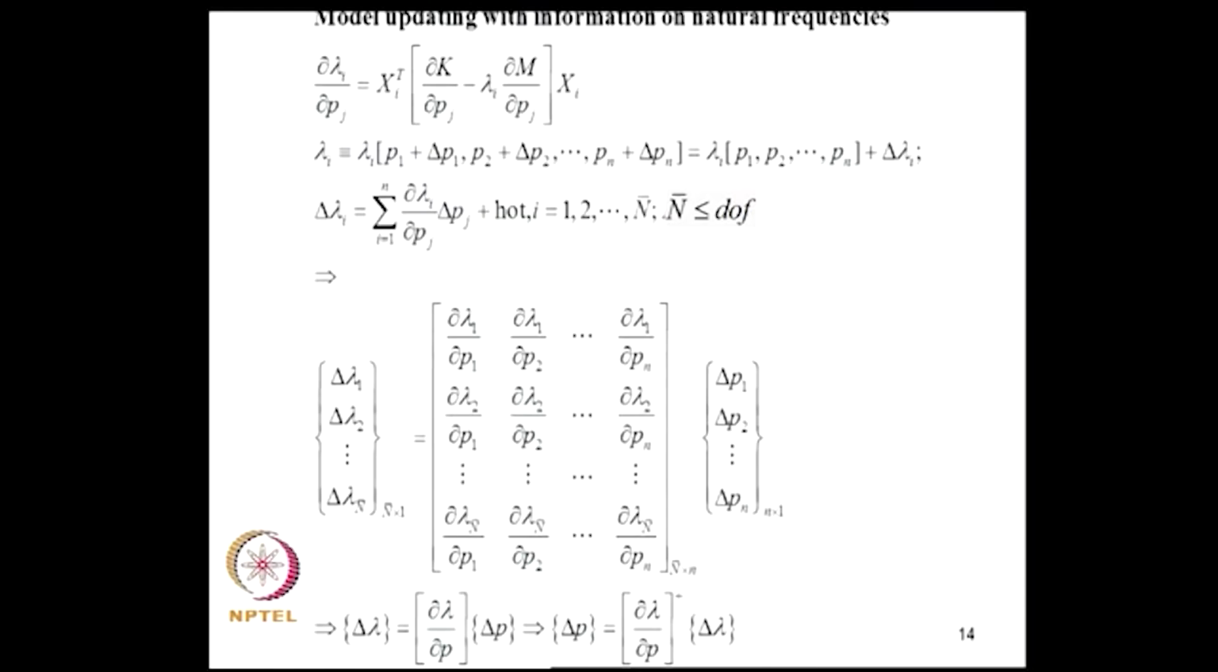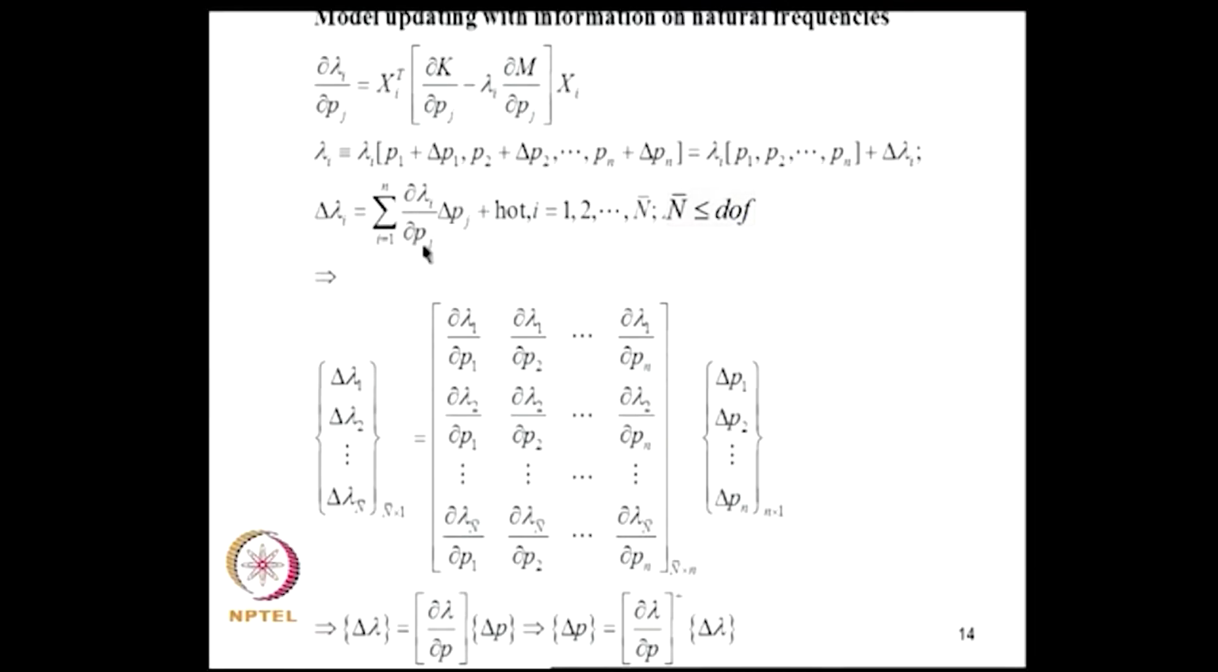Suppose how do I do the model updating with information on natural frequencies? For example, I have measured natural frequencies and I have an initial postulate for the natural frequencies. So, from the mathematical model, this is the equation that we have just derived. So, I will write λi as λi of (p1 plus δp1, p2 plus δp2, etc., pn plus δpn). So, p1, p2, pn are the initial guesses, I have dropped the subscript u, and δp are the increments that we need to find out. So, this δλi is given by this.